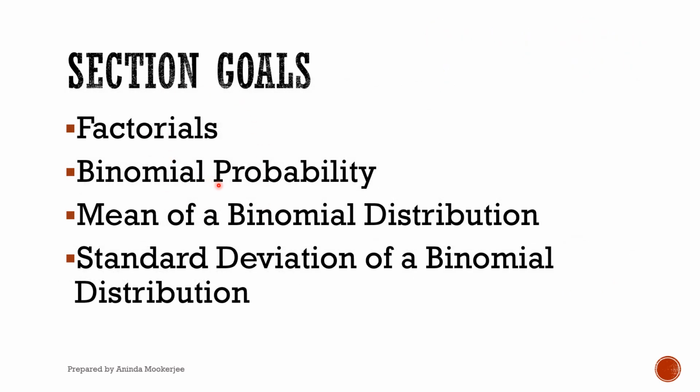These are some of the topics that we are going to cover in this lecture. First of all is something called factorial. Factorial is an operation which is performed on discrete numbers, and in order to calculate binomial probabilities we will have to know about factorials and how to calculate factorials. And then once we know how to calculate the factorials, we will go into the formula for binomial probability. And then we will learn about the mean of binomial distributions and how to calculate the standard deviations of binomial distributions.